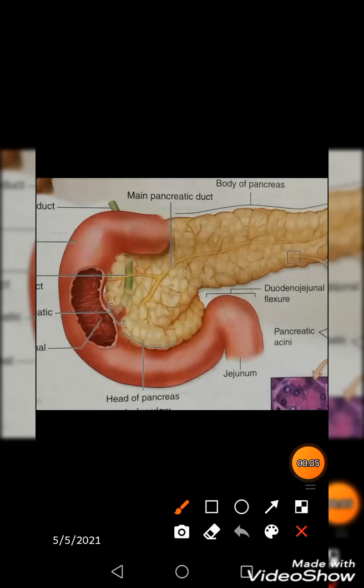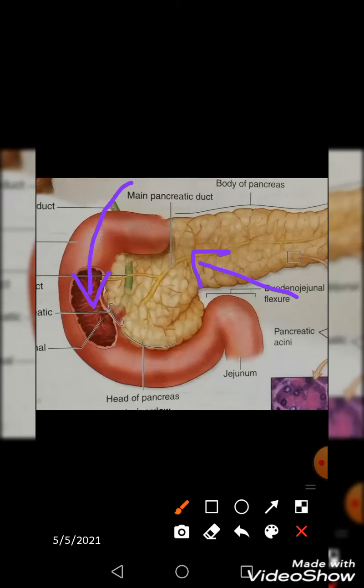Now, suppose that food containing fat and protein has come from your stomach in the form of chyme into your duodenum, right? And that is very acidic in nature. Now, what is going to happen? The secretin and the cholecystokinin from the enteroendocrine cells of the duodenum cause the pancreatic acini to secrete watery fluid rich in bicarbonate ions, and the CCK is going to cause the cells to secrete the pancreatic digestive enzymes.